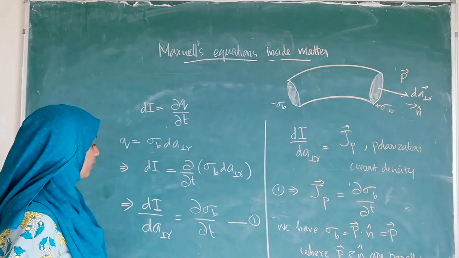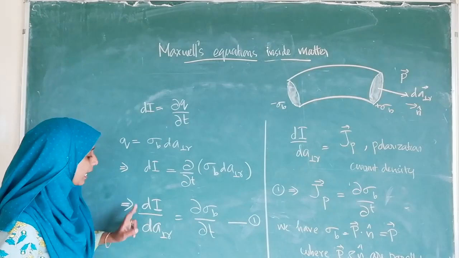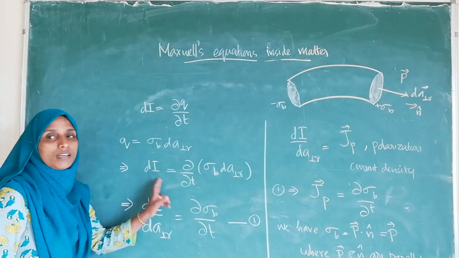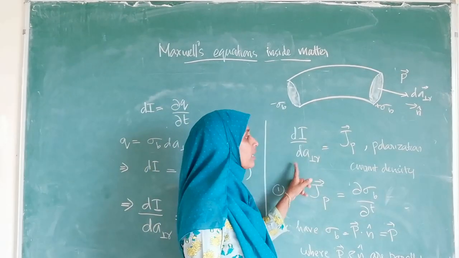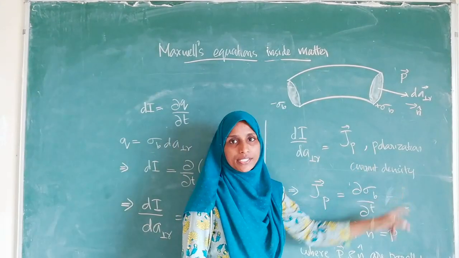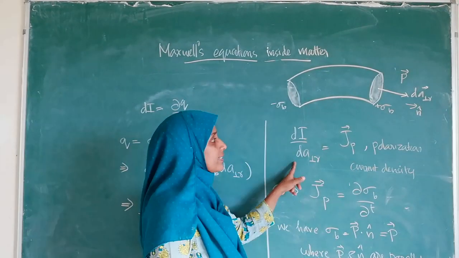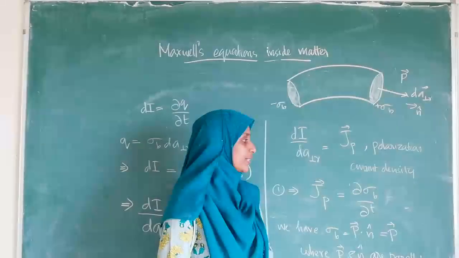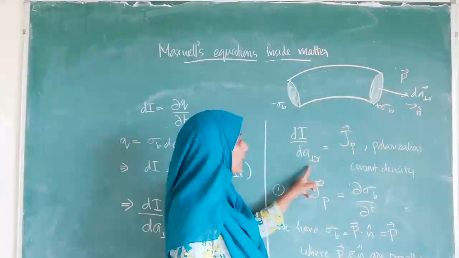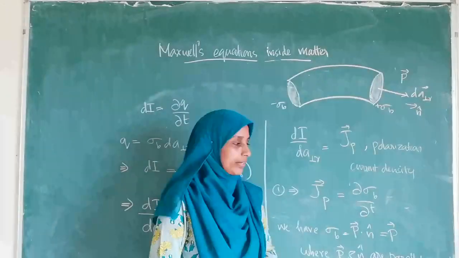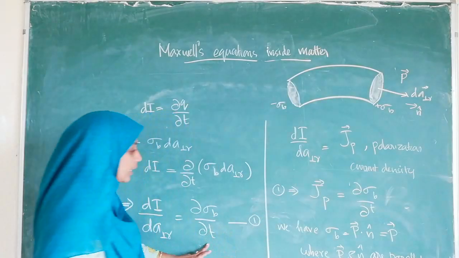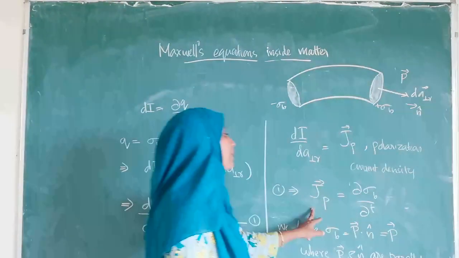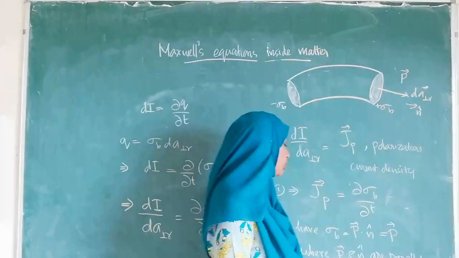1. Now, I know dI by dA perpendicular is the current density, so I am going to write it as the polarization current density. That is the current density due to the polarization. That is, dI by dA perpendicular is equal to Jp. Now substituting this expression in equation 1, that is, Jp is equal to dou sigma B by dou t.